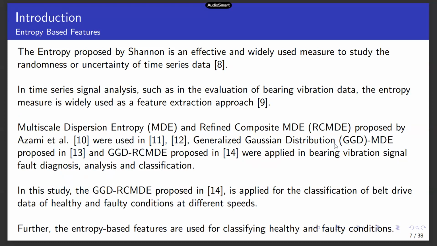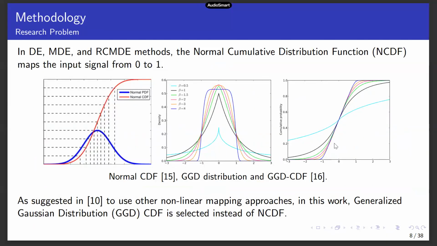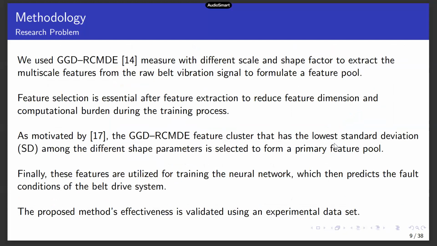Generalized Gaussian distribution MDE was proposed and applied to bearing vibration signals. So in this study, GGD CMDE is applied for the classification of belt drives and to identify healthy condition and fault condition. Further, the entropy-based features are used to classify healthy and fault conditions. In our approach, the generalized Gaussian distribution CDF is selected instead of NCDF. As I mentioned, GGD CMDE with different scale and shape factors extracts multi-scale features from the raw belt vibration signals to formulate the feature set.